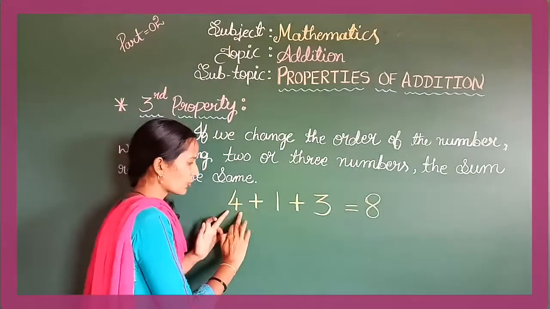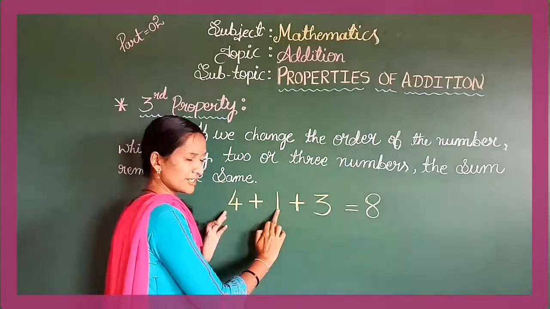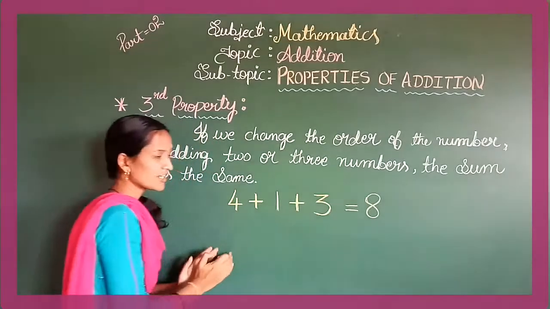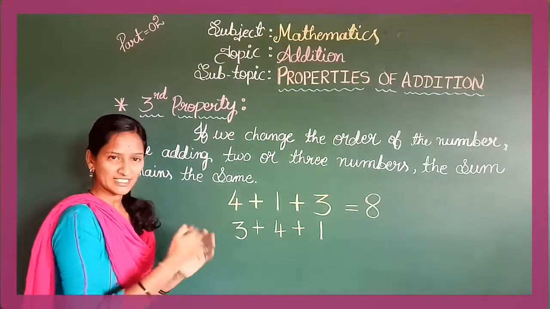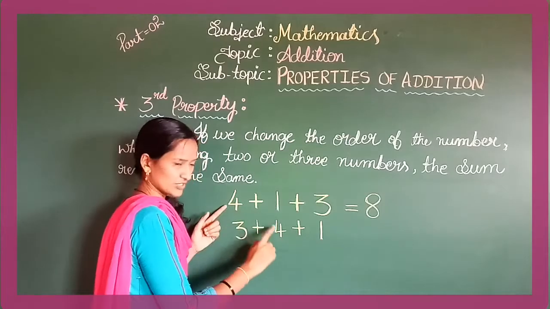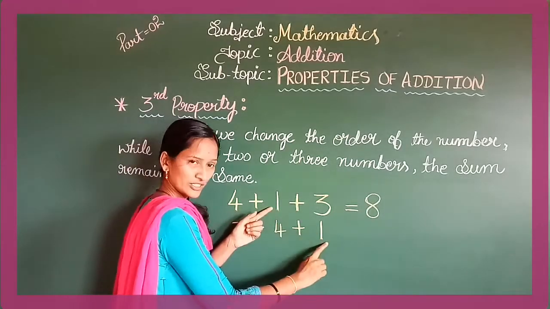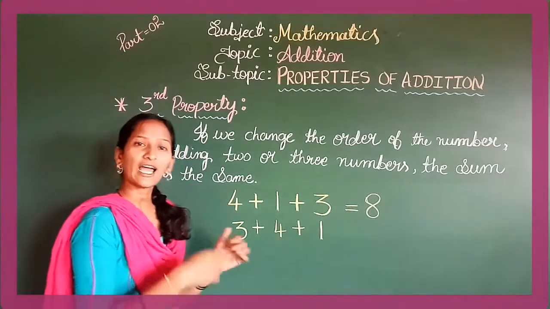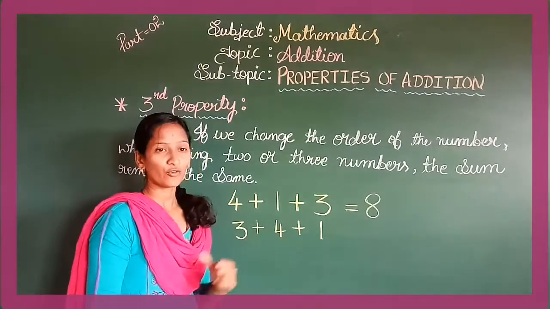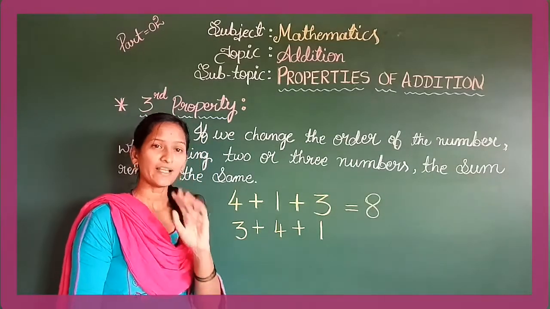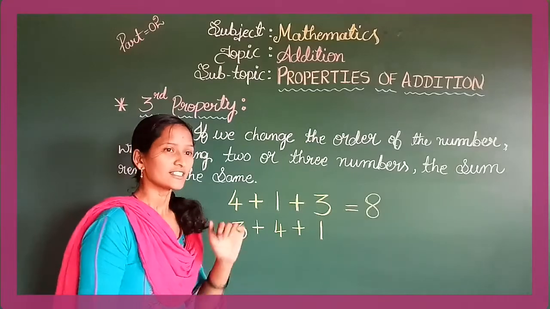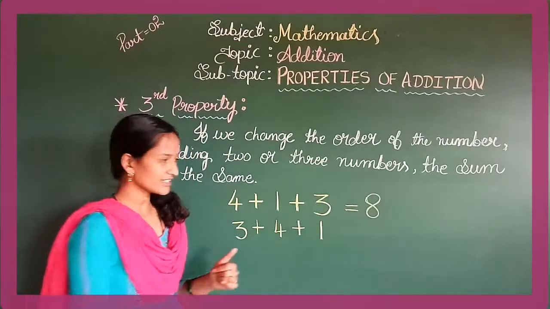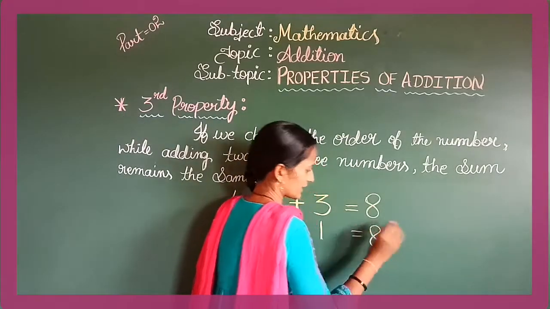Yes, this 4 goes to the second place and 1 goes to the last place and 3, which is in the last place, comes to the first place. I am changing the places here. 4 goes to the second place, 1 goes to the third place, and the third number, that is 3, comes to the first place. So now once again I am adding. So 3 plus 4. What is 3 plus 4? 3 plus 4 is 7, right? Yes, 7 plus 1. What is 7 plus 1? It's 8, right? So write down here 8.